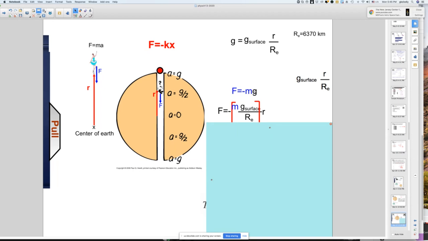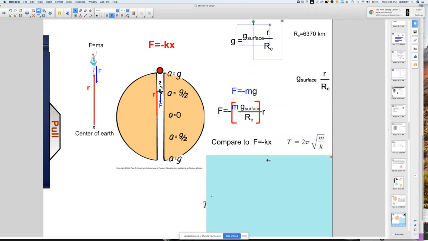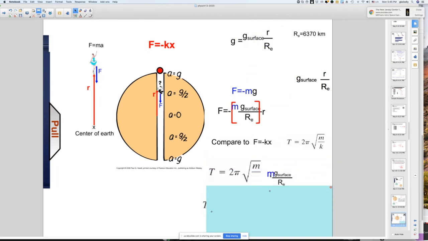Now, if we look at F equals mg and put in this whole thing for g, I get something that looks like this. This looks very similar to F equals kx. Instead of x, we have r. Instead of k, we have mg over r. So we're going to put that in for k in this equation, because this is the period for a spring.